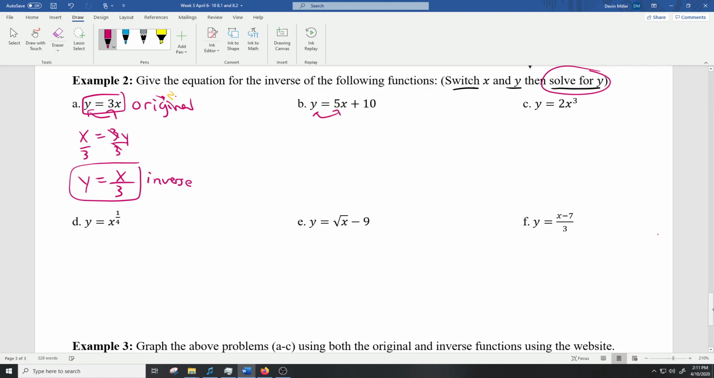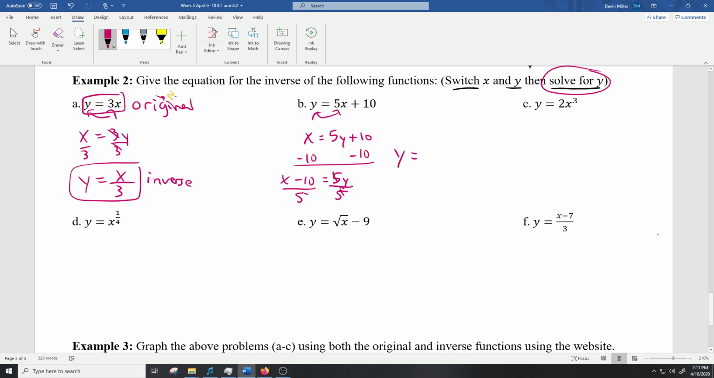Switching the x and the y, so it becomes x equals 5y plus 10. Then solving for y. How do we do that? Two steps. Got to subtract 10 first. x minus 10 stays there as x minus 10. Then we have 5y. Then we divide both sides by 5. It's pretty important that the 5 goes into both of them, not just the x, not just the negative 10, but both of them. So what would be our final answer?